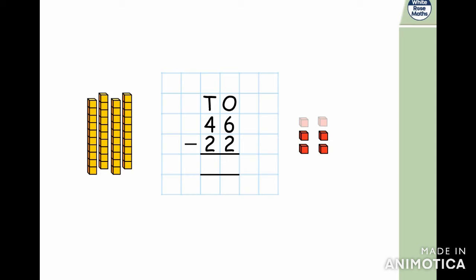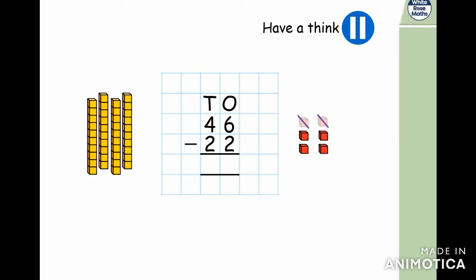I've shaded out 2 ones to show that I had 6 ones and it's being reduced by 2. If I've drawn my base 10, I might cross them out to show that we had 6 and we've subtracted 2. I've got 4 ones now. Where should I write that 4? Pause the video to have a think.